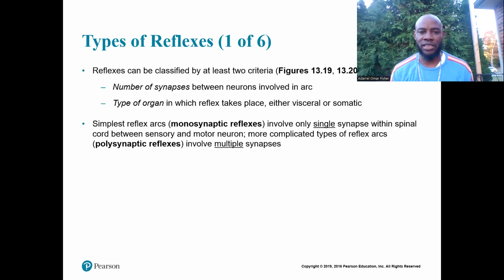And there are different types of reflexes based on the number of synapses, and also the type of organ. We have the monosynaptic reflex, which involves one single synapse within the spinal cord, a sensory synapse with the motor right back. And then you have the more complicated polysynaptic reflex, where instead of going just to the spinal cord and back, it goes from the spinal cord to the brain, back to the spinal cord, and back to whatever area.